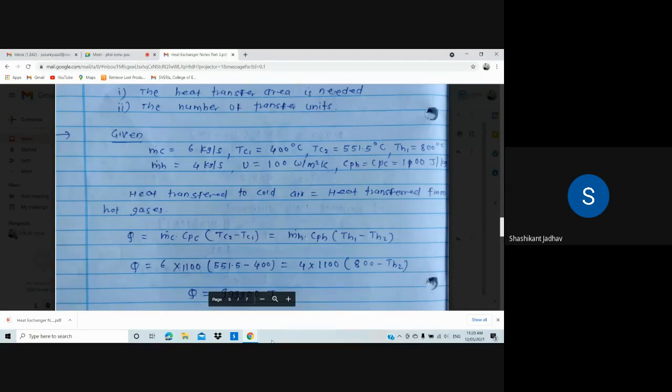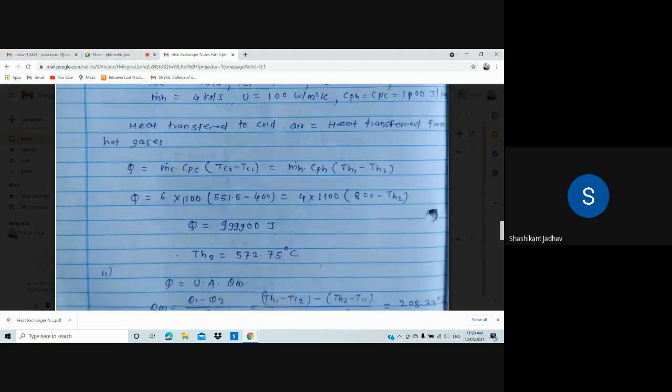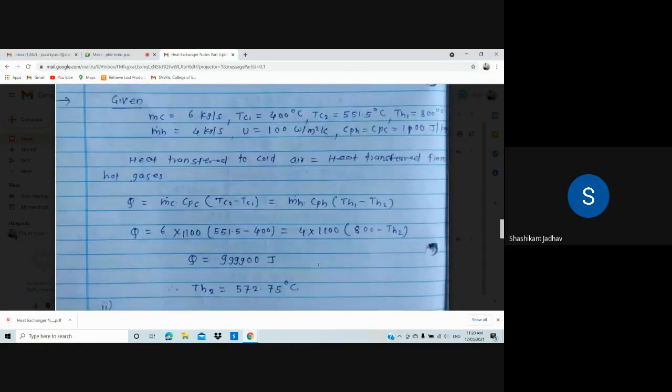What is the value of Q? That is 4 × 900 joule. This is the heat transferred by that particular hot fluid to the cold fluid. Now we use the equation Q is equal to m dot h into cph into bracket th1 minus th2. In that equation the only unknown quantity is th2, so by putting the values we get the value for th2.